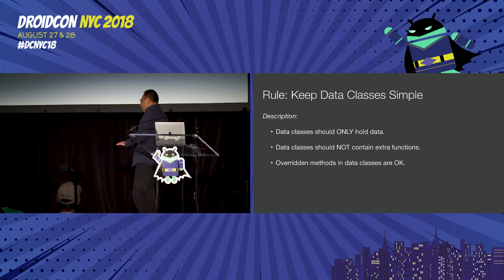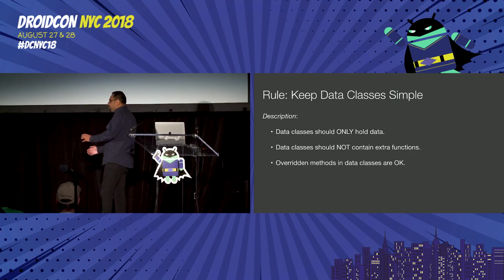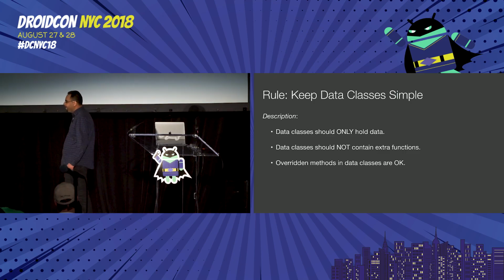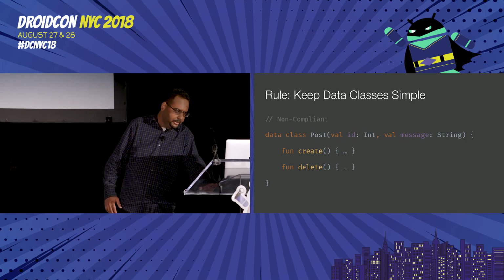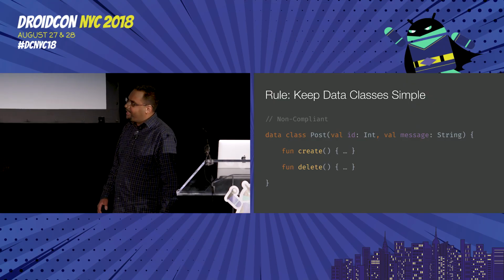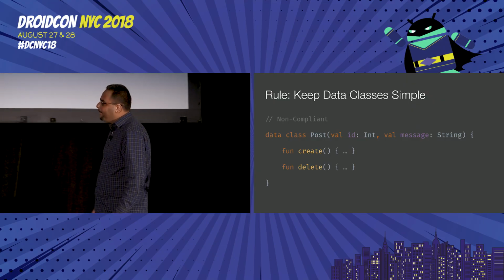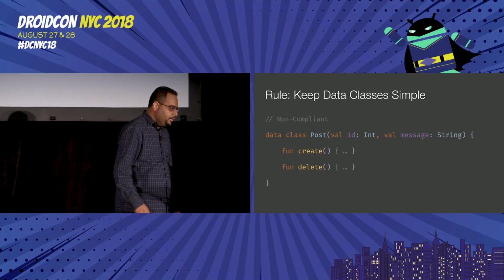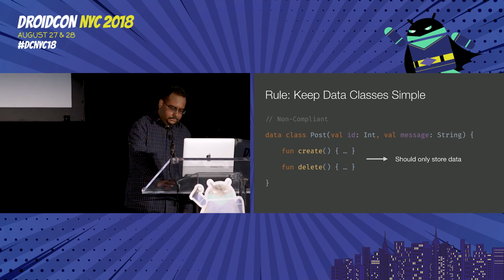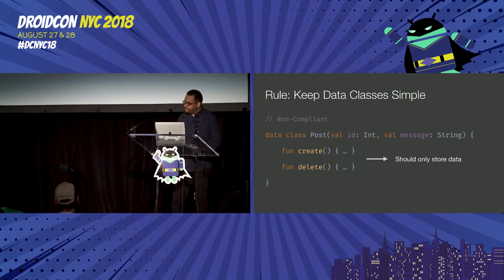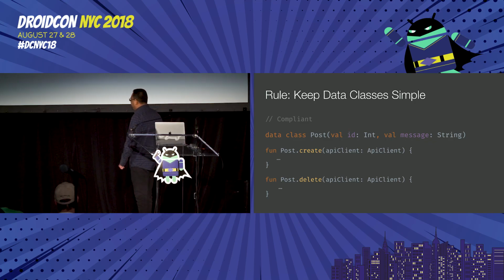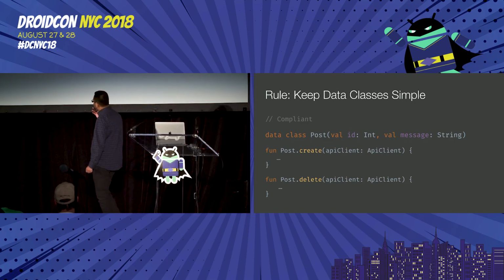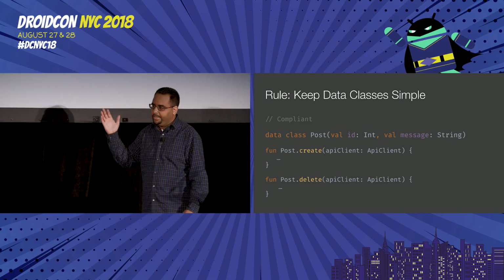This is a rule which enforces the idea that data classes should be simple data holders, right? It shouldn't have any extra methods besides like hash code, equals, right? So here's an example of non-compliant code. This is a data class which has extra methods, a create and a post and a delete. You should only store data, you shouldn't have these extra methods. You can refactor it by pulling them out and creating extensions of them, right? Then your data class is reusable and it's a simple data holder, right?